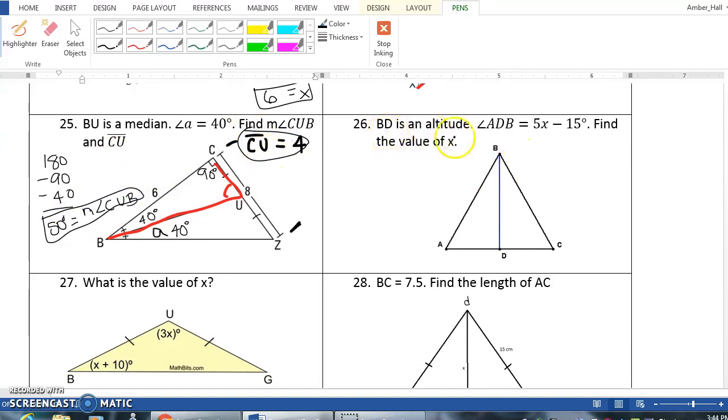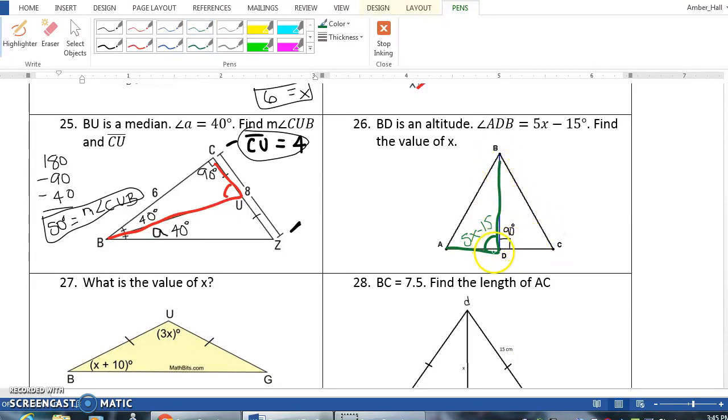Alright, BD is an altitude. What do altitudes tell us? It goes through the vertex and it's perpendicular to a side, so it creates a 90-degree angle. Angle ADB, right here, is 5x minus 15. We need to find the value of x.